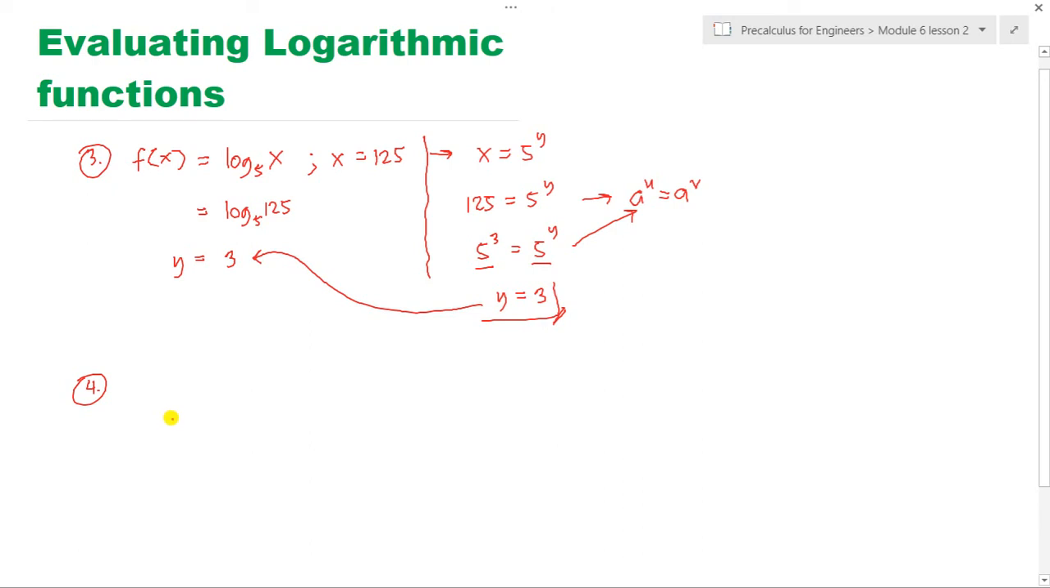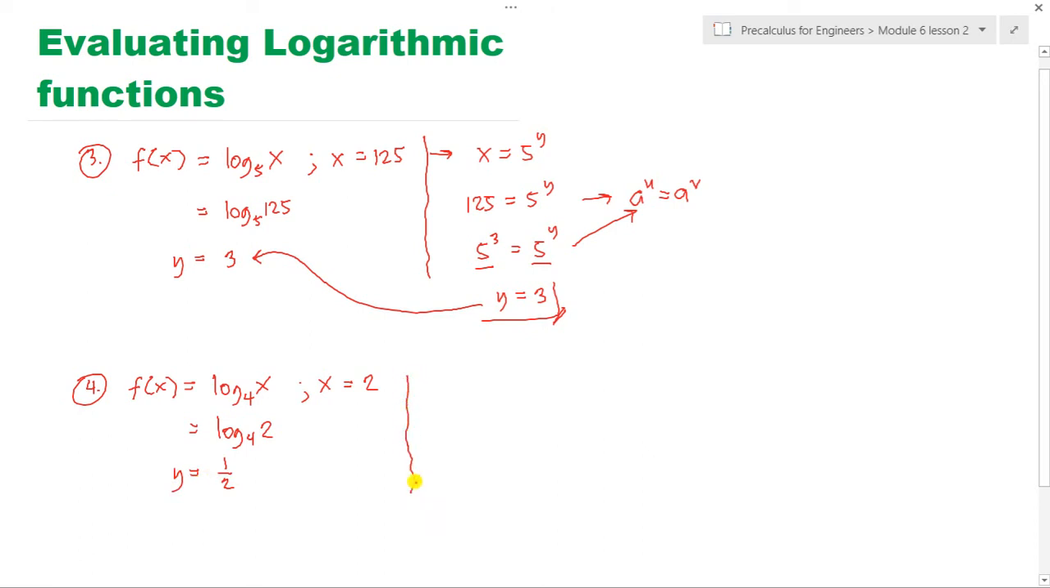So for the last example, we have here f of x is equal to log of x to the base of 4, such that the value of our x here is equal to 2. So here, substitute directly, so log of 2 to the base of 4. Now plug this in your calculator, that is equal to 1/2. So the exponent of our number x is equal to 1/2.